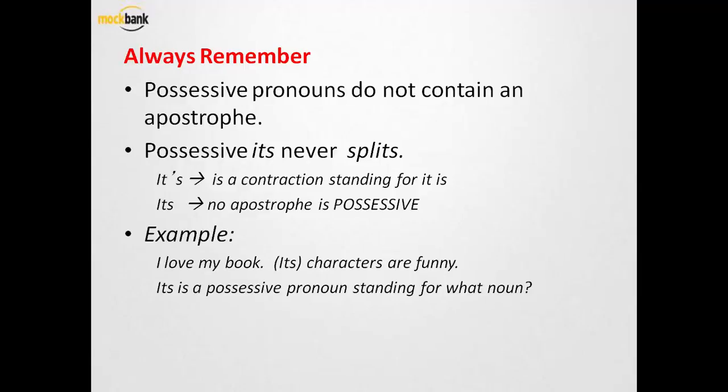Always remember, possessive pronouns do not contain an apostrophe. That means possessive its never takes an apostrophe, and it's with an apostrophe s is very different from its. It's with an apostrophe s is a contraction for it is, and its is possessive. I have seen a lot of students making mistakes in these. Make sure you don't end up doing that.